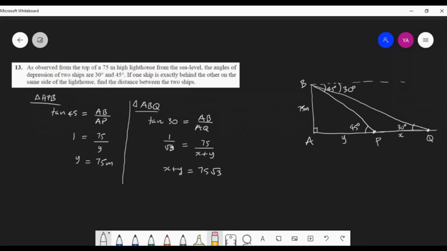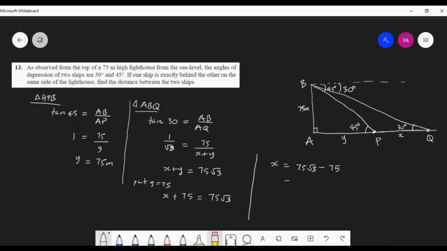Then now we can substitute y is equal to 75. So what will we get for x plus y? We can substitute y as 75, so x plus 75 is equal to 75 root 3. So next step, x is equal to 75 root 3 minus 75.